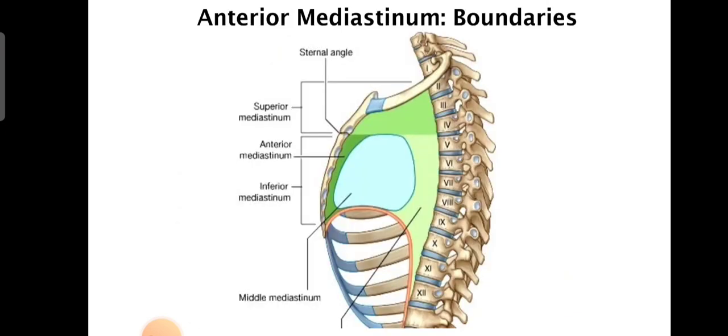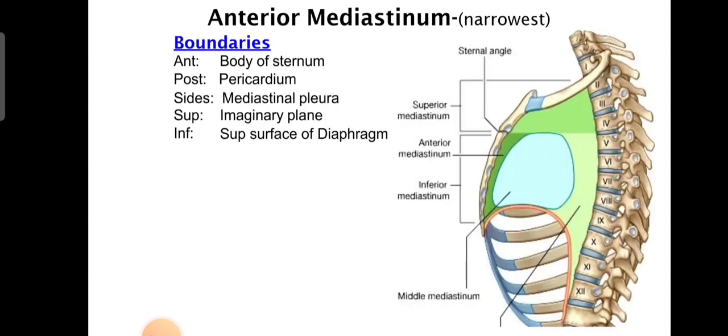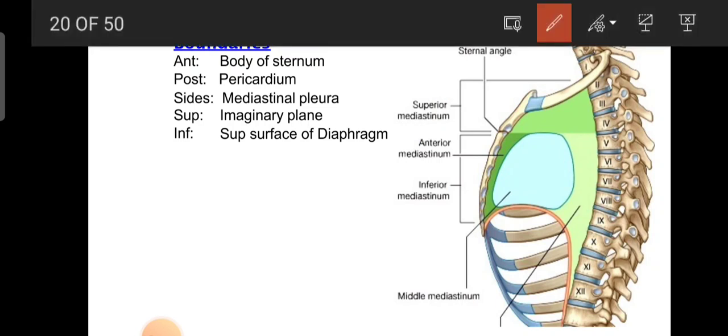Then we come to the anterior mediastinum, lying anteriorly to the middle mediastinum. The boundaries: anteriorly, it is bounded by the body of the sternum, as we can see in the diagram. Posteriorly, we have the pericardium, which is enclosing the heart. On the sides, we have the mediastinal pleura. Superiorly, the imaginary plane, and inferiorly, we have the diaphragm.